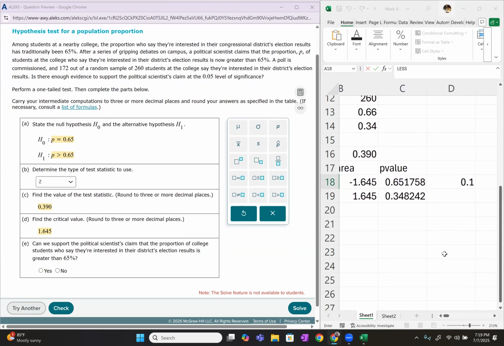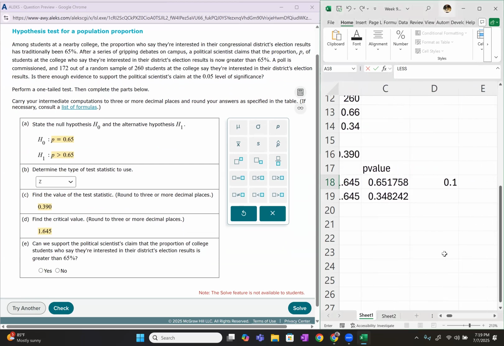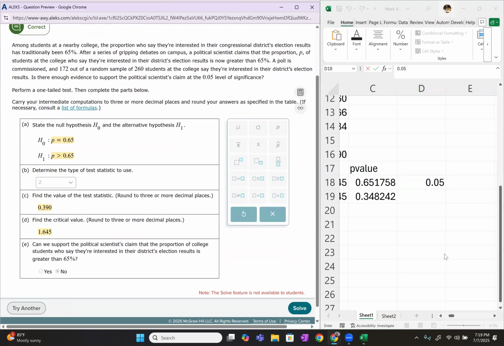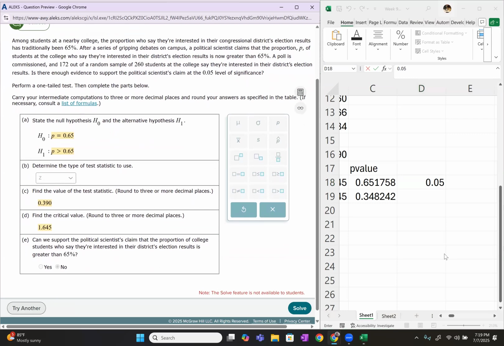So that's when you say p less than alpha. Again, we're comparing this p-value of 0.6517. We're going to compare it to the 0.05. Is the p less than alpha? No. We're going to fail to reject the null. So this would be our answer.